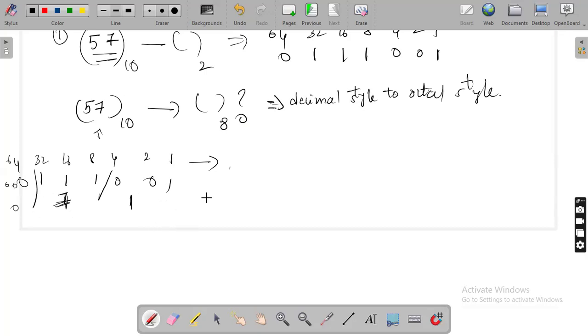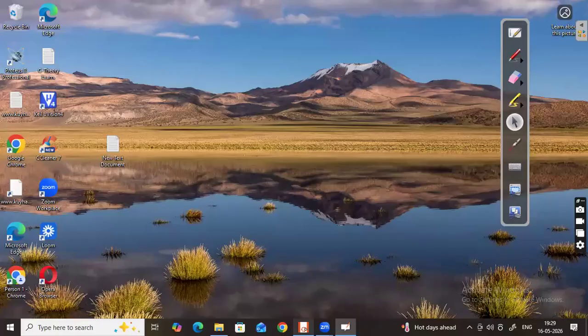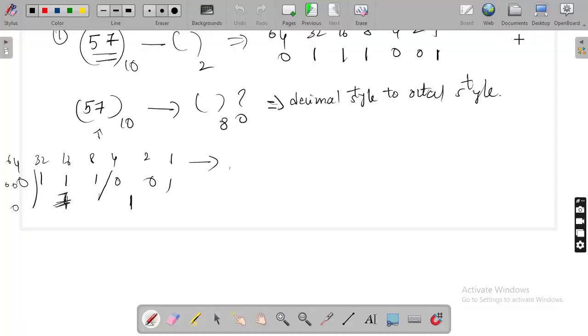Okay. So what I did here is decimal to octal. Sir, how to prove this? Decimal 57 is equal to octal 71. How to prove this? We'll do some programming here. What is the question I have taken? Decimal 57 in octal. Okay.